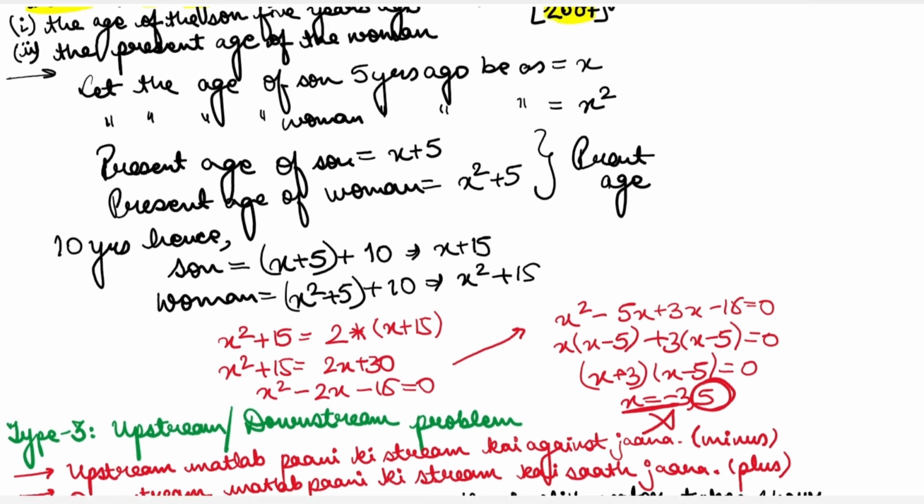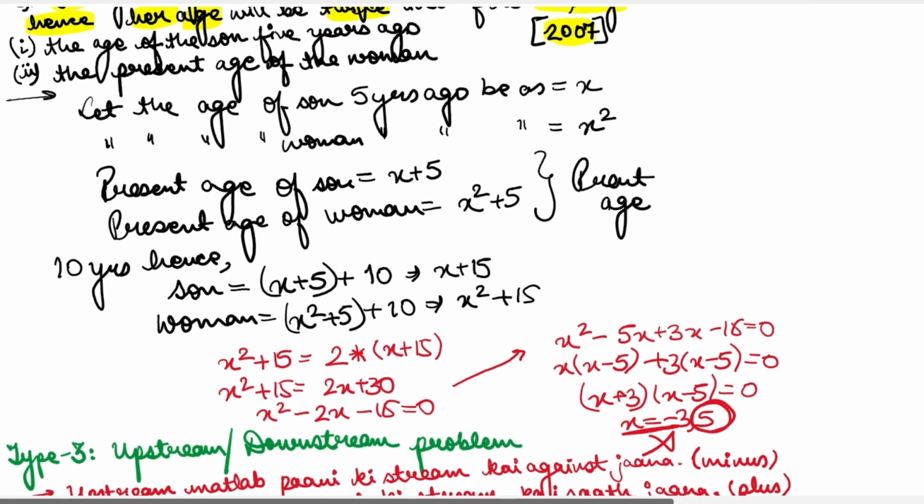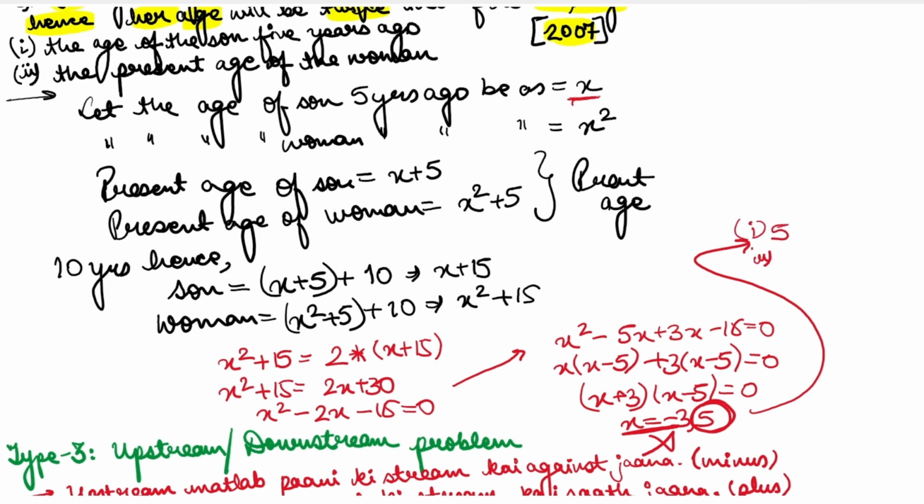The question says the age of the son 5 years ago. So what was the son's age 5 years ago? The son's age was x, and we have calculated x as 5. So the answer to the first question is 5. What does the second question say? The present age of the woman. So what is the present age of the woman? x square plus 5. So we substitute 5 square plus 5, which is equal to 25. So 25 plus 5 becomes equal to 30. So this becomes the final answer.